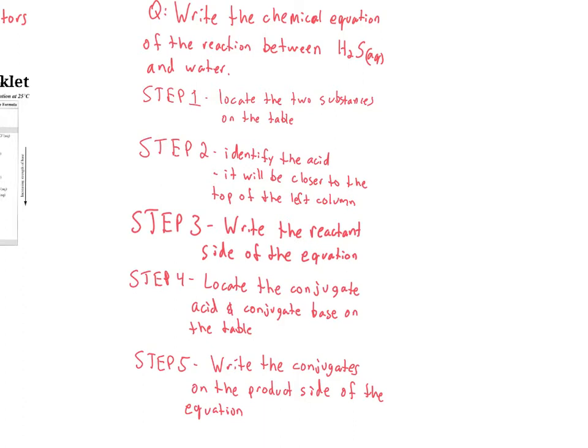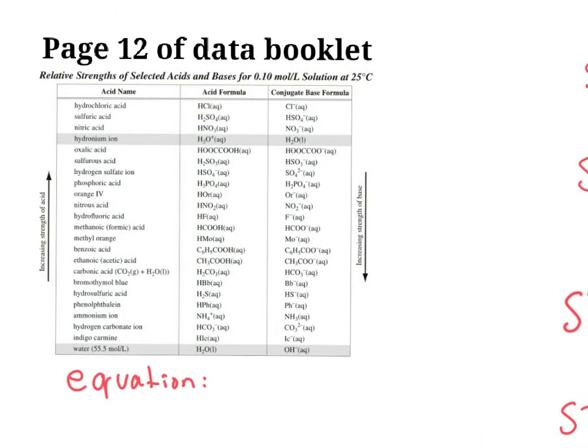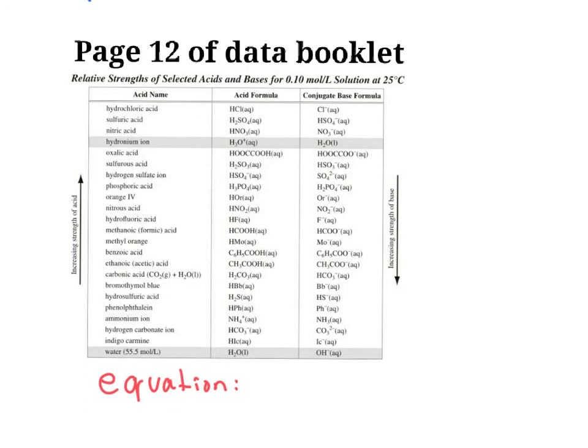Step 1 is to locate the 2 substances on the table. So we go back over to the table, and we are going to find the 2 substances. Remember, the 2 substances were H2S and water. Now they happen to both be on the left side, but if we take a very close look at this table, we actually see water right there as well, and that's pretty interesting. We'll come back to that.